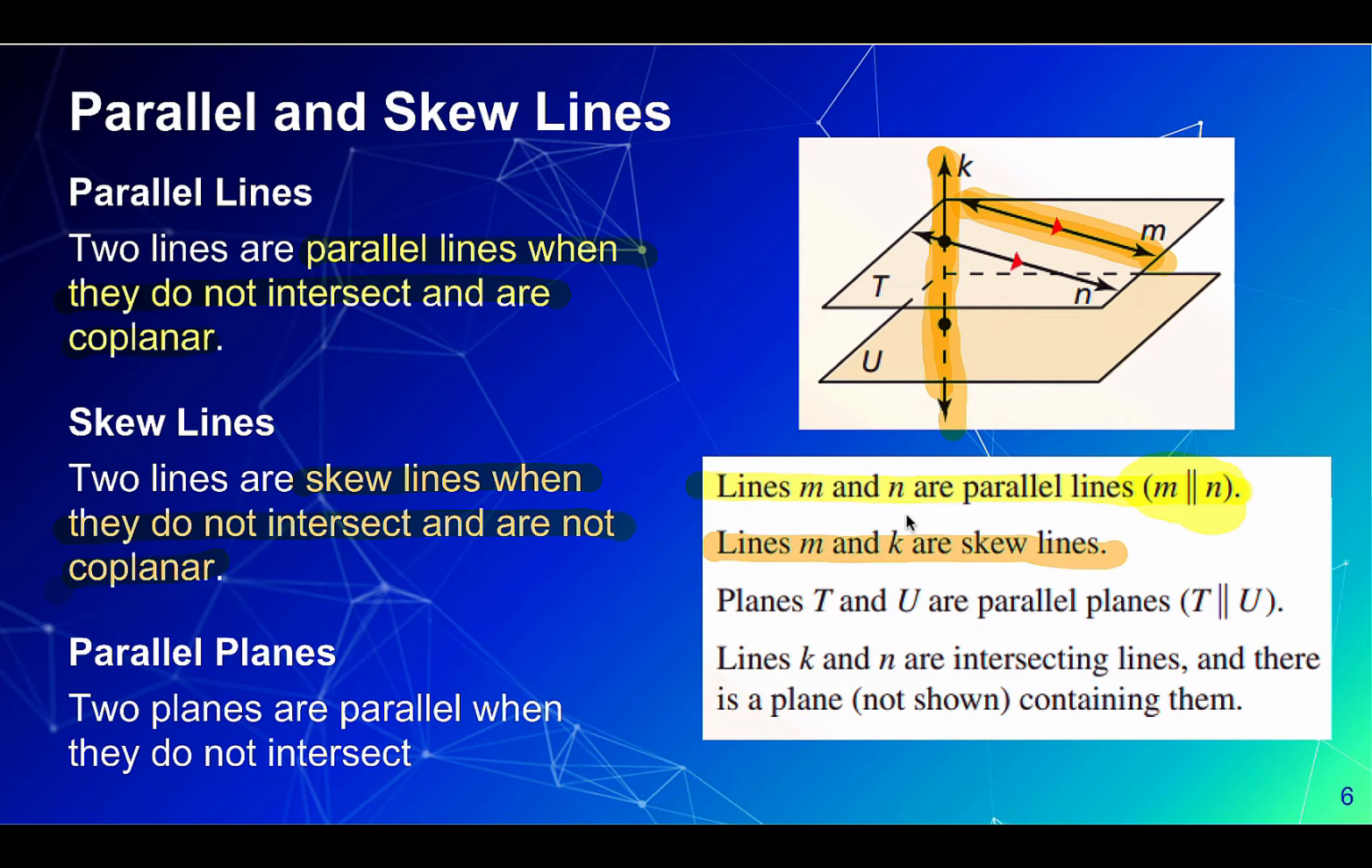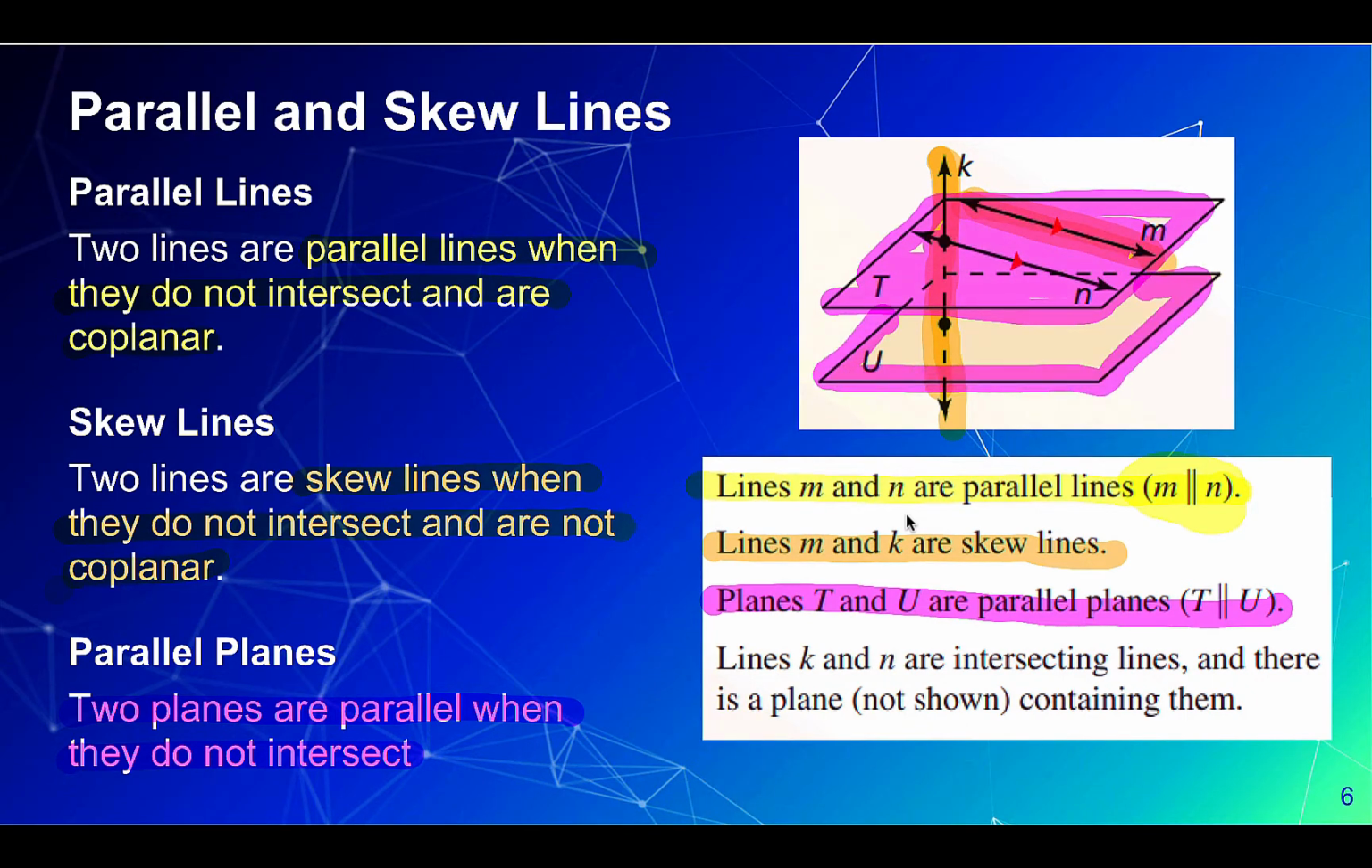And then our last definition, parallel planes. Two planes are parallel when they do not intersect. So planes T and U are parallel. Notice how T is on top. It's like a card on top of another card U with space underneath. So they are parallel. They will never touch, and they are on top of each other.